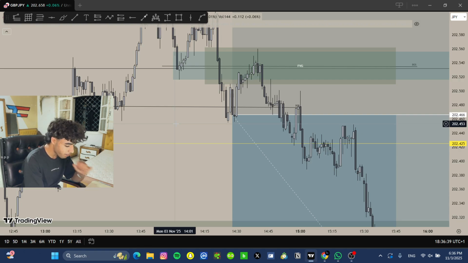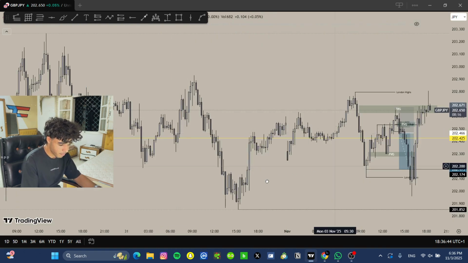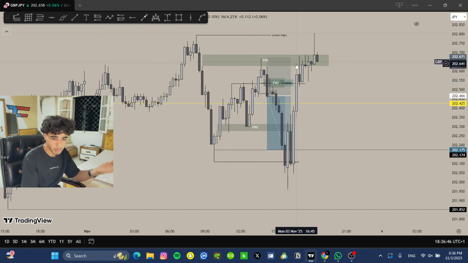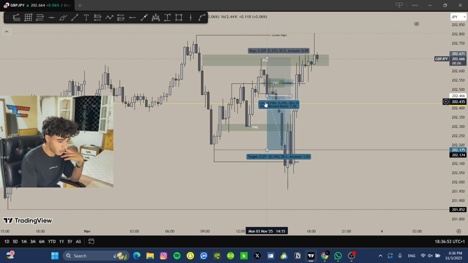With that, my stop loss was in a very good place. My stop loss is at the highest point above the imbalance and above the liquidity sweep.